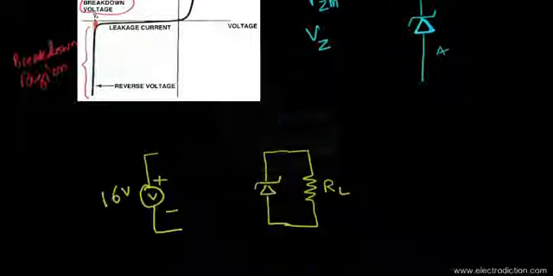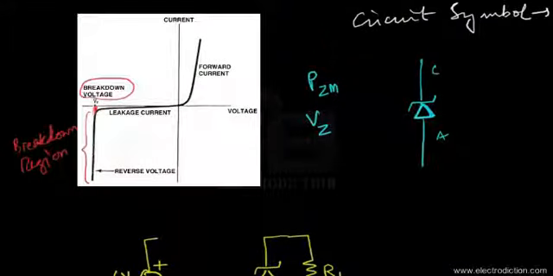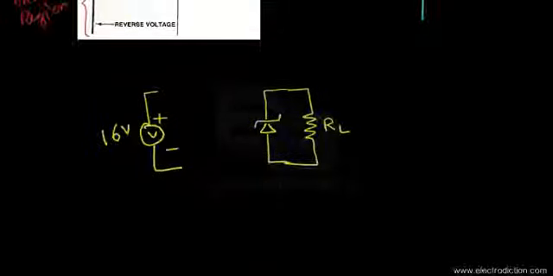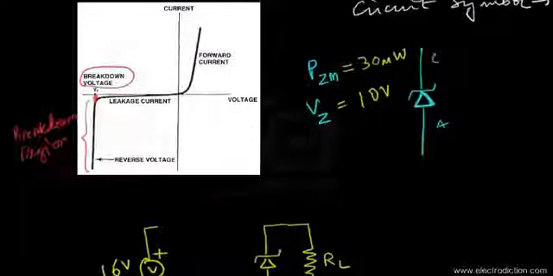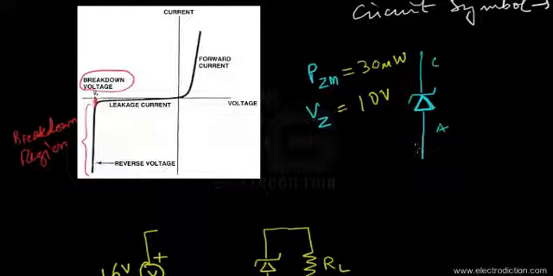Okay, so let's say we have this Zener diode. As I said, let's say our Zener diode has a maximum power dissipation capability of, let's say, 30 milliwatts. It's quite small, but still, as an example, we can just take it. And let's say it has a breakdown voltage of about, let's say, 10 volts. No problem.